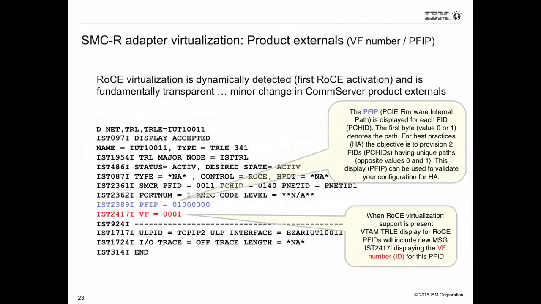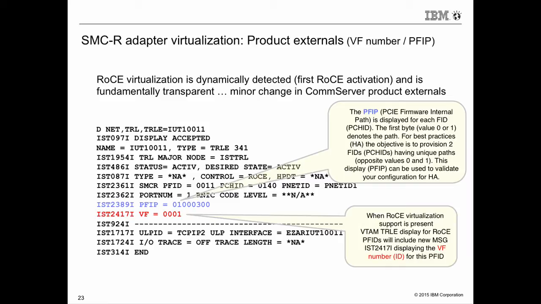So moving on to the next chart, we'll look at some displays. This first one is the DISPLAY NET,TRL display. If you specify the TRLE associated with the RoCE Express adapter, you'll see a PFIP line, shown in blue, which shows a PCIe firmware internal path ID for each PCHID.